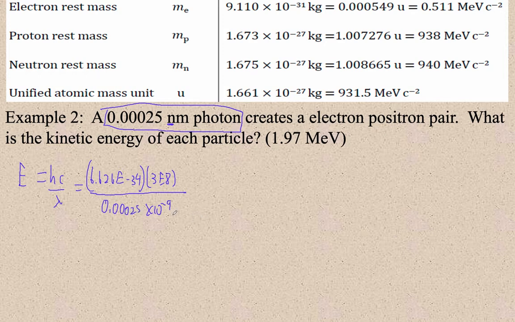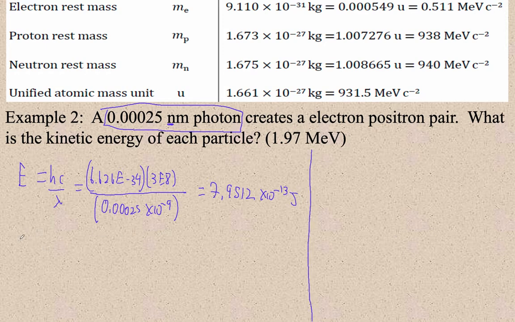So let's do this guy, and this will be joules. 6.626 E minus 34 times 3 E8 divided by 0.00025 E minus 9. And this is 7.9512 times 10 to the minus 13th joules.